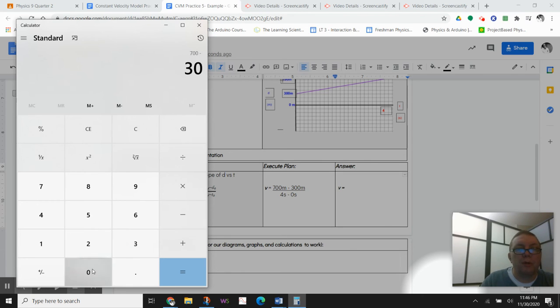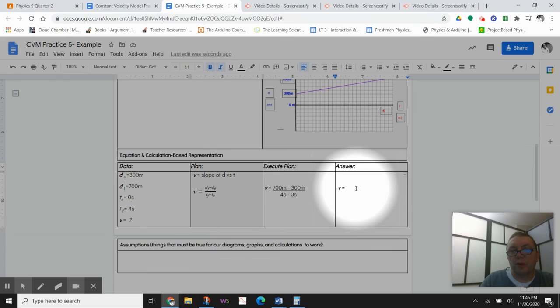So if I say 700 minus 300, there I get 400. Easy enough. This calculator doesn't let me do parentheses, so I'm just going step by step. The 700 minus 300 is 400. Then I have 400 on top divided by 4 seconds. If I divide that by 4, I simply get 100. So my velocity here is 100 meters per second. That's moving at a clip. So that's how we go through and do these.